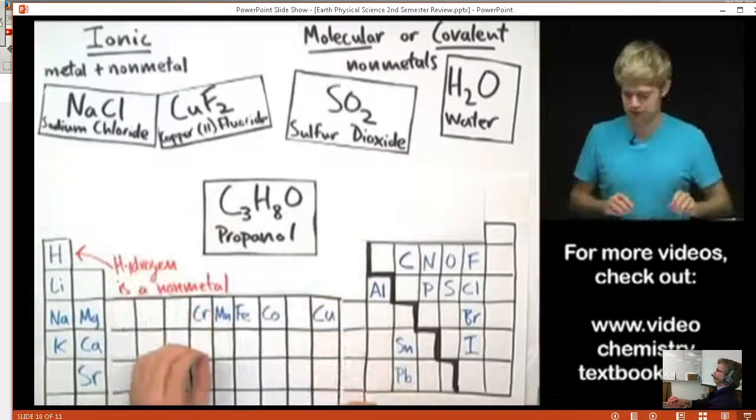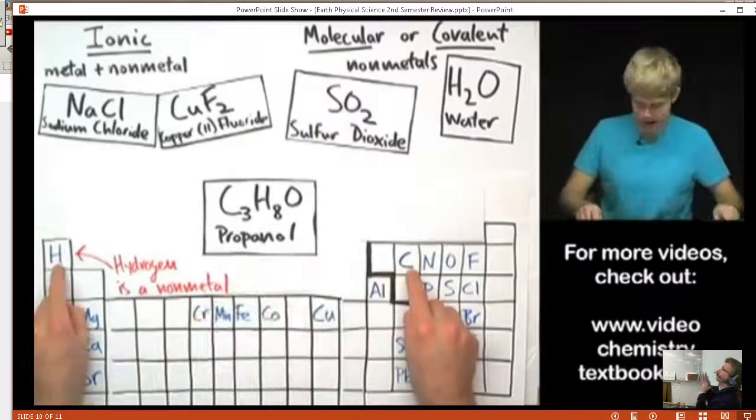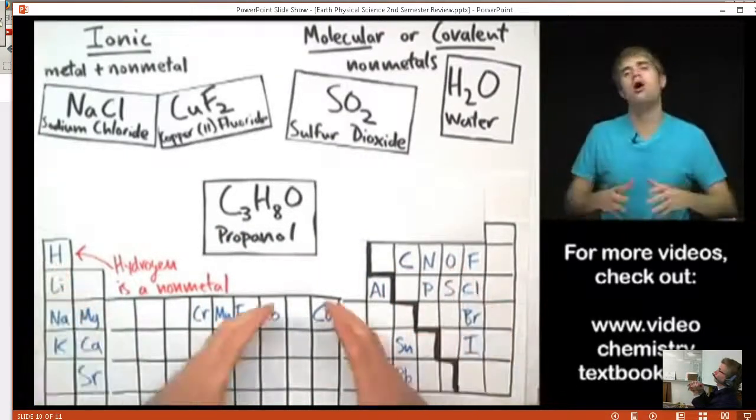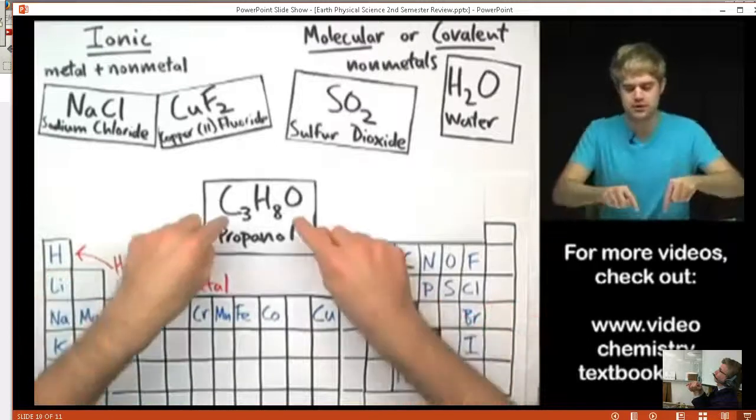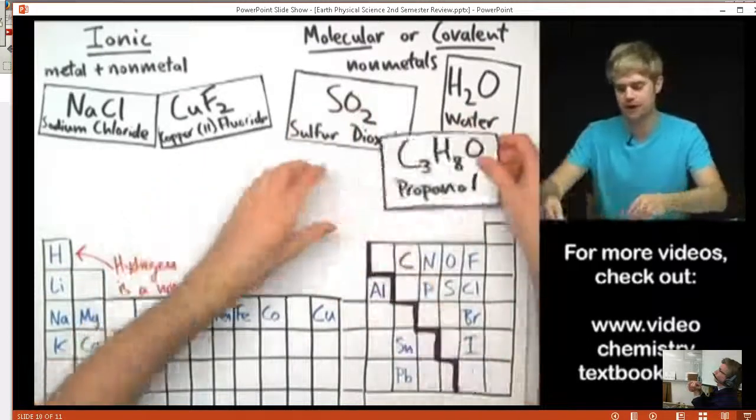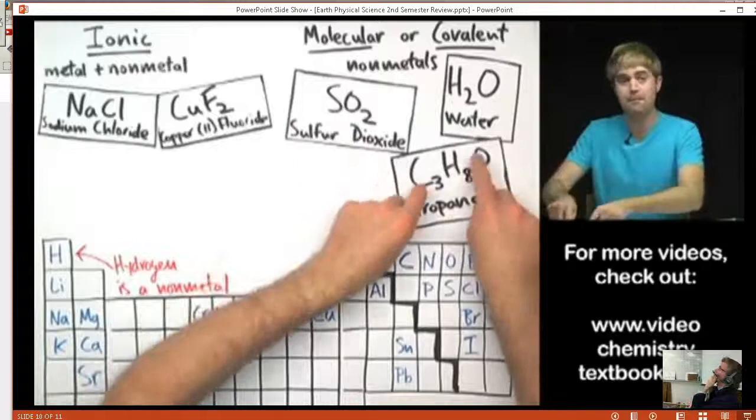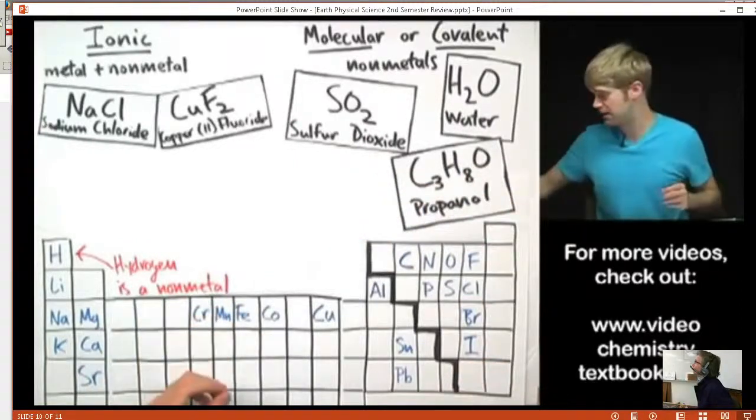So propanol, for example, is made of carbon, hydrogen, and oxygen. All three of these are nonmetals, though, so this is still a molecular or covalent compound, even though it has a bunch of nonmetals in it, okay? Don't be confused by that.